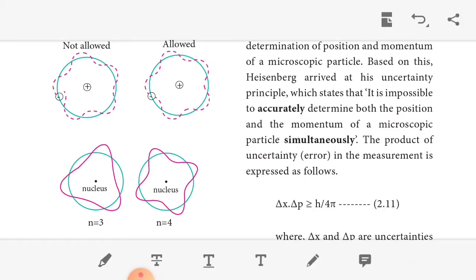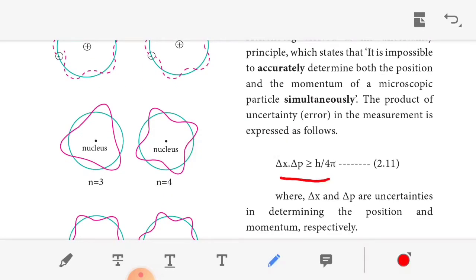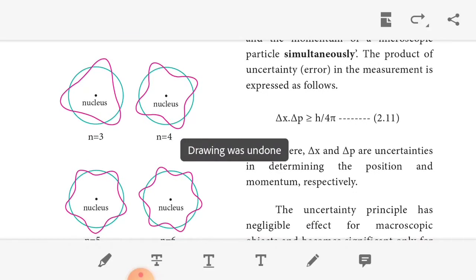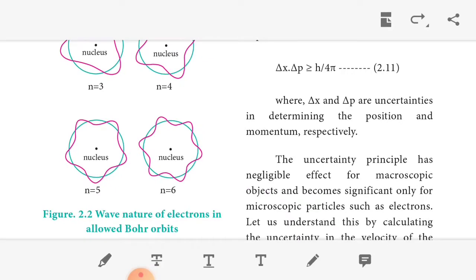It is called the Heisenberg uncertainty principle. The formula is del x into del p is greater than or equal to h by 4 pi. This is the equation of the uncertainty principle, where del x and del p are the uncertainties in determining the position and momentum respectively.